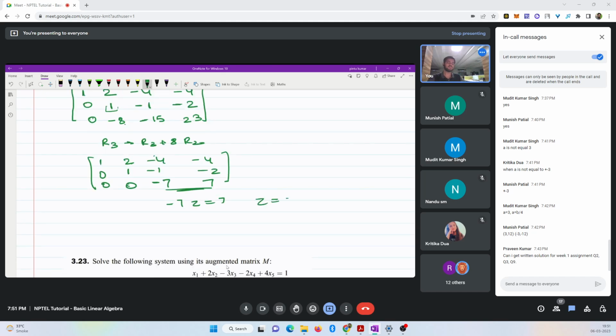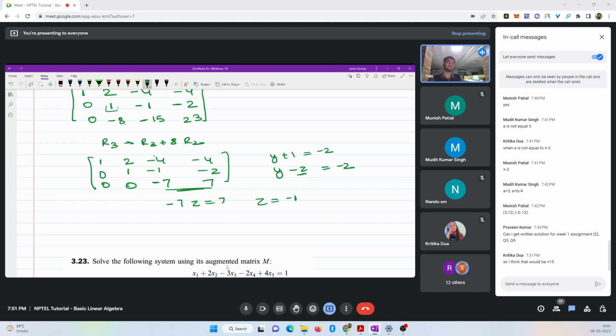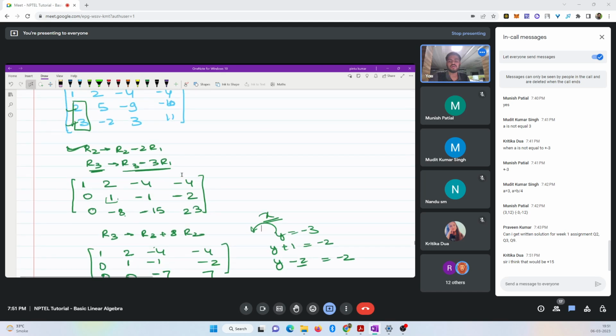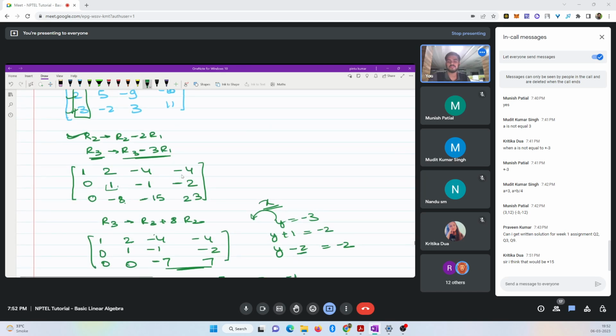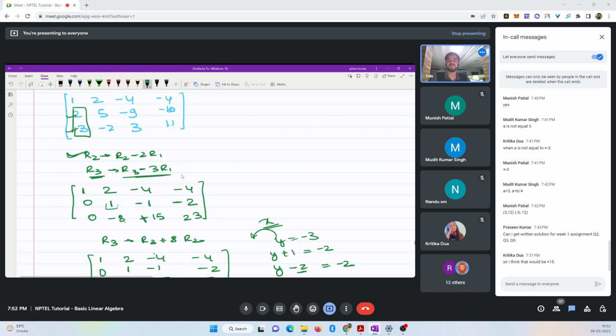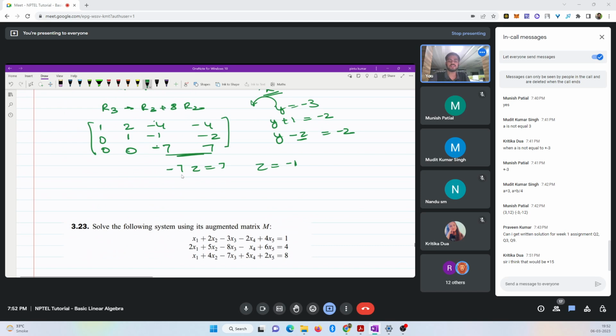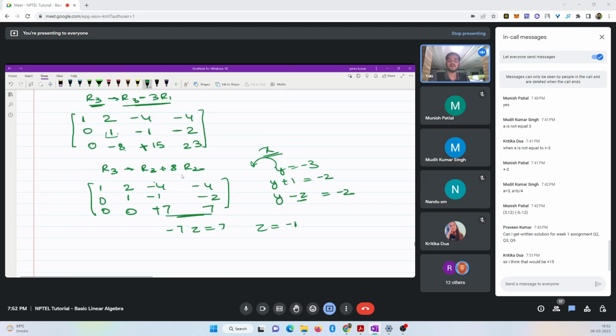That means your Z is equal to -1. You put it here. This is y minus z is equal to minus 2, where z is minus 1. So this is y plus 1 is equal to minus 2. So y is minus 3. Then you can put it in the first equation to get the value of x, where it should be plus 15. Yeah, it will be plus 15. Then this becomes plus 7. And then your z becomes plus 1.